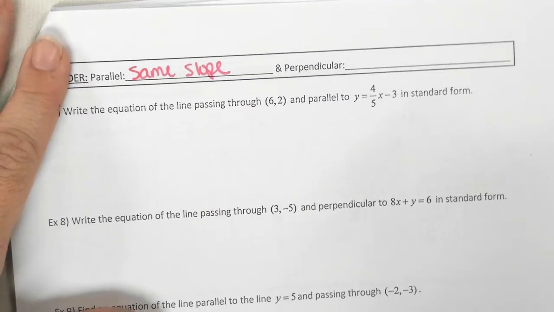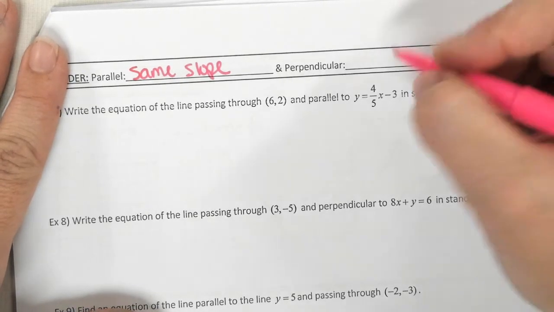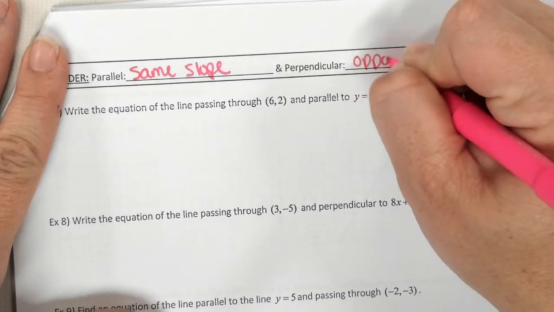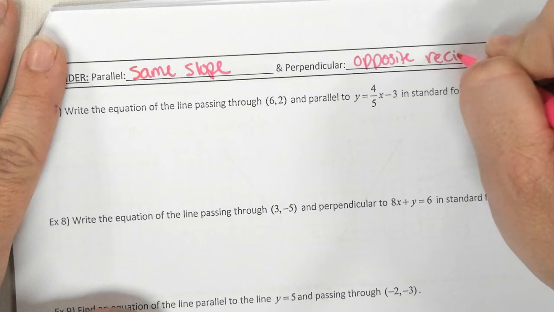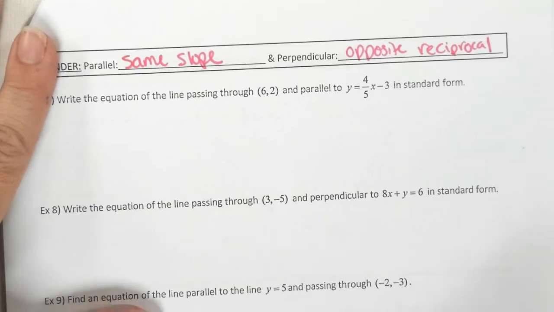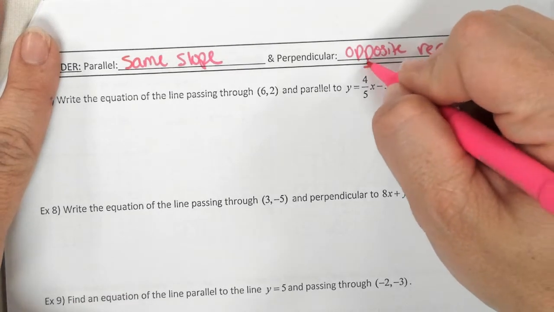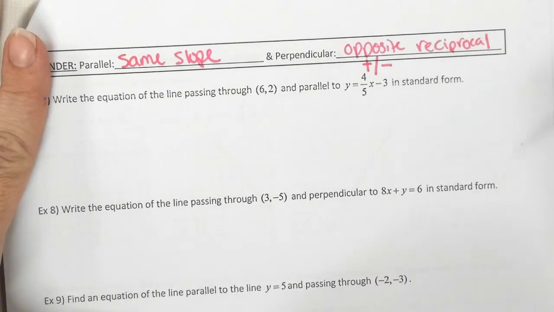Who remembers what perpendicular slopes look like? Opposite and... opposite. It starts with an R. Reciprocal. Opposite just means positive versus negative. So if it was positive, it becomes negative. If it was negative, it becomes positive, right?